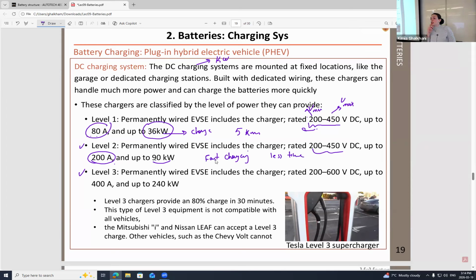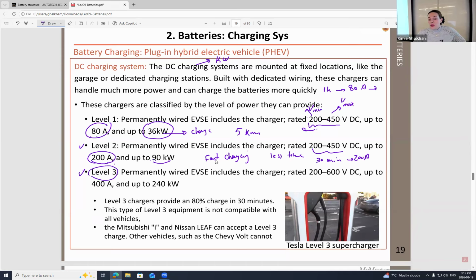Make sense? Means, for example, in here during 1 hour you are going to charge at 80 ampere, and probably it takes a lot of time. But in here, instead of 1 hour, you can charge it in, for example, 30 minutes, because you can increase the current up to 200 ampere. Therefore, you are going to have fast charging in here, and you can go up to 90 kilowatts.